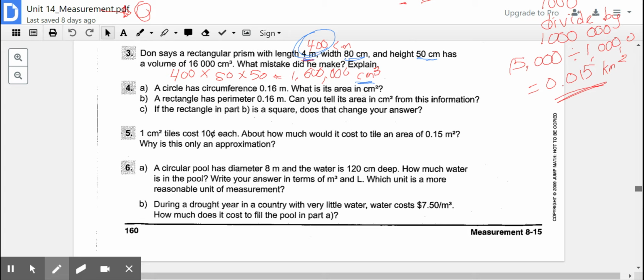I'd like you to try 4 and 6. We're going to skip over 5. Okay, so we'll do 4 and 6. And again, I will upload the answers so that you've got a key to check your answers against, and we'll go from there. Okay, and that's it for this lesson here.